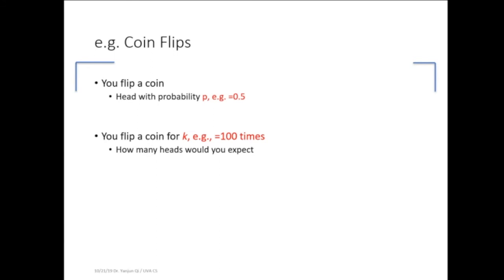So for the upper one, which model should I use to represent flipping a coin? Bernoulli distribution. And what's the lower case? You're flipping a coin k times, and that's the binomial distribution.